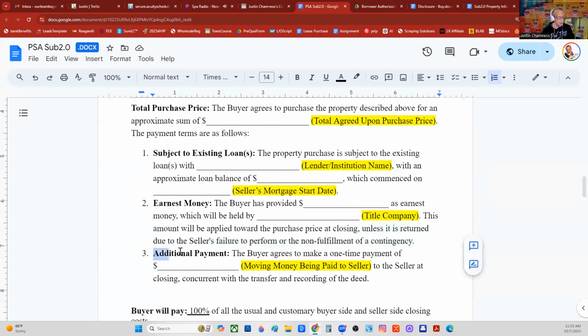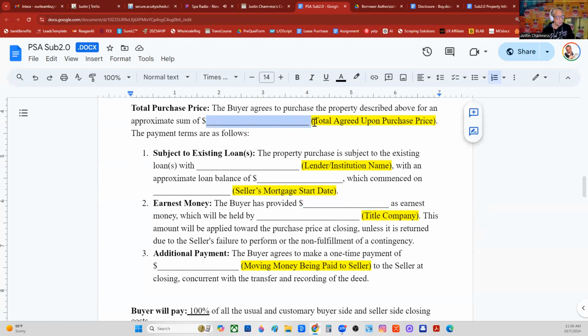Additional payment. Now, this is moving money, okay? So you might have to give the guy some moving money. The buyer agrees to make a one-time payment of, let's say, $2,000, moving money being paid to the seller at closing, concurrent with the transfer and recording of the deed. So you can see if we put 196,000 right here, let's say in the loan balance, let's say it was 196,000, and you put down some earnest money or 500, let's just do 500. Additional payment moving money, so 196,000 plus number 3, 2,000 would be 198,000.